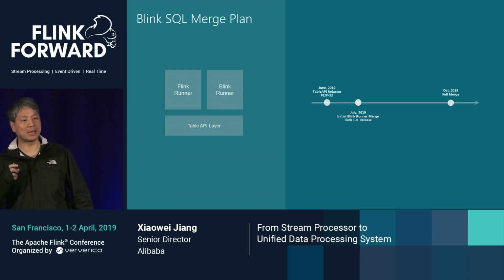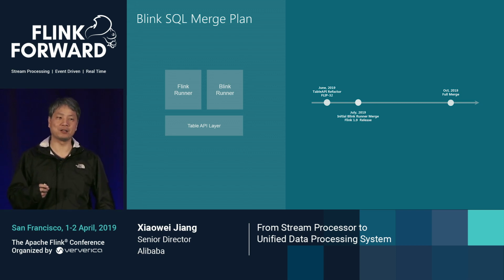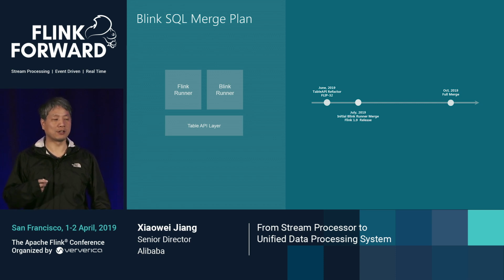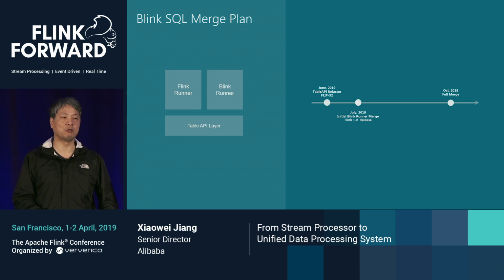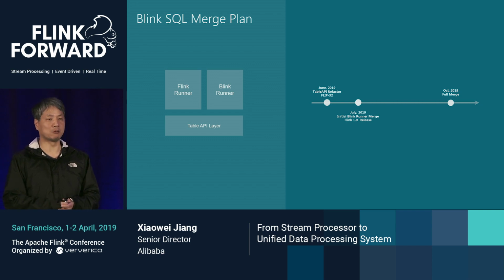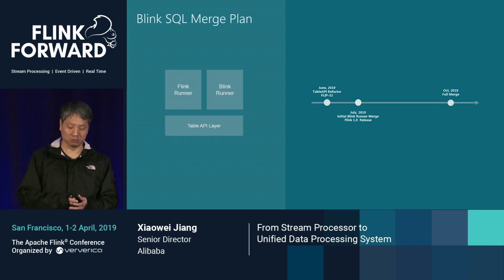And this Table API refactoring work is defined by FLIP-32. We expect it to complete by June. And by July, an initial version of Blink's runner will be integrated into Flink and released as part of Flink 1.9. By October, we expect all the features and performance improvements in Blink will be fully merged into Flink.